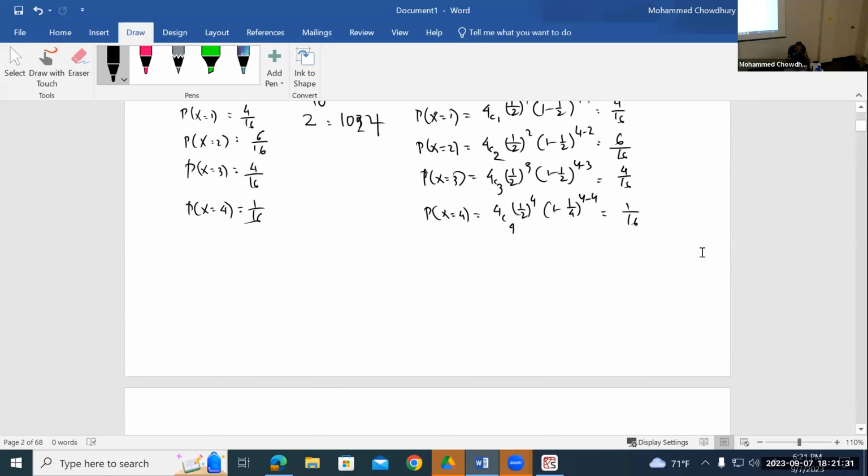What is the formula? If n equal to number of trials, a hospital has 100 patients. Understand? Number of trials. So n equal to 100. And then X equal to number of successes.